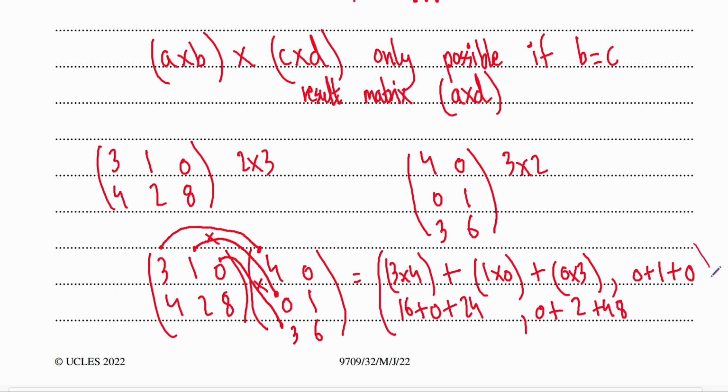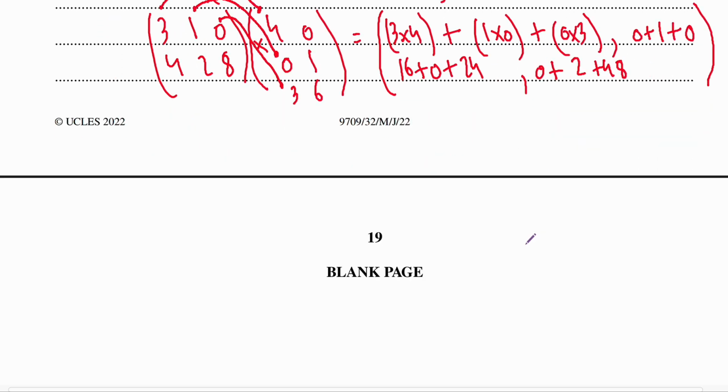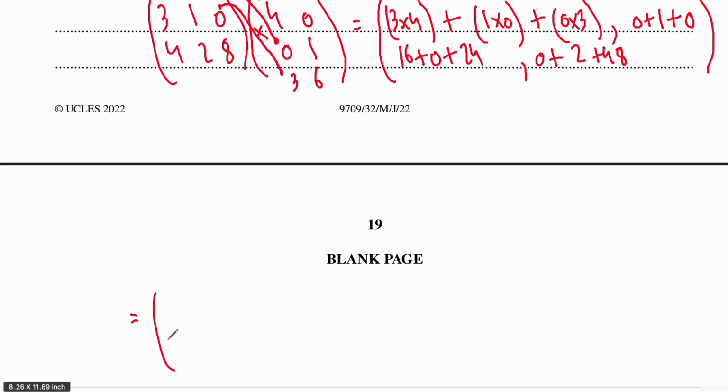And now we can write the answer out. So now our resulting matrix is going to be, 3 times 4 is 12, plus 0 is just 12. And then we have 0 plus 1 plus 0 is just 1. 16 plus 24 is just 40. And then 0 plus 2 plus 48 is just 50. And that's it. Look, we ended up getting a 2 by 2 matrix. And I told you that's what's going to happen, right?